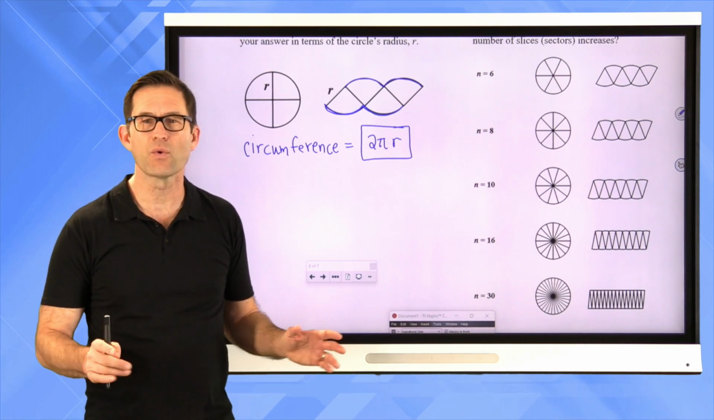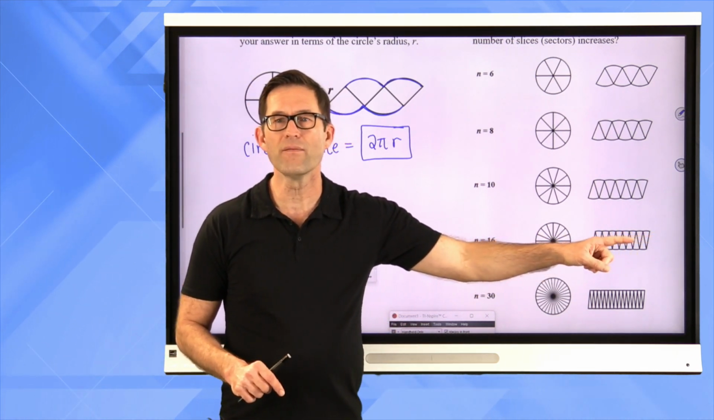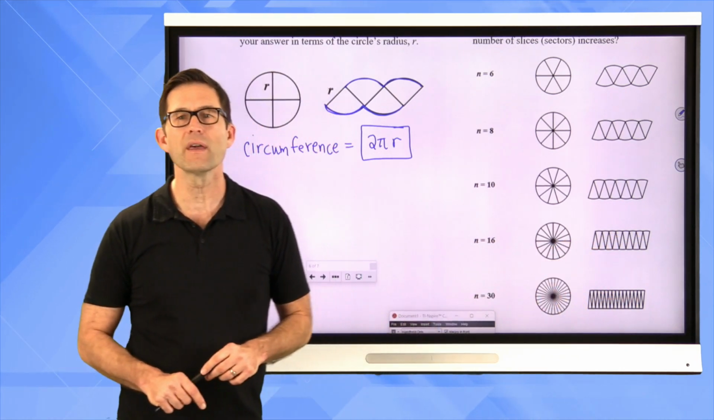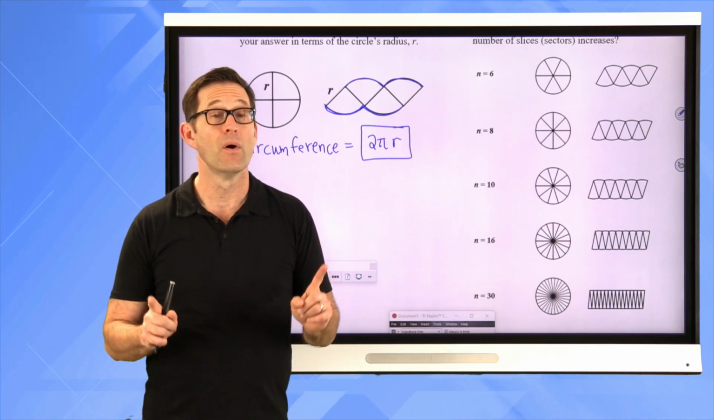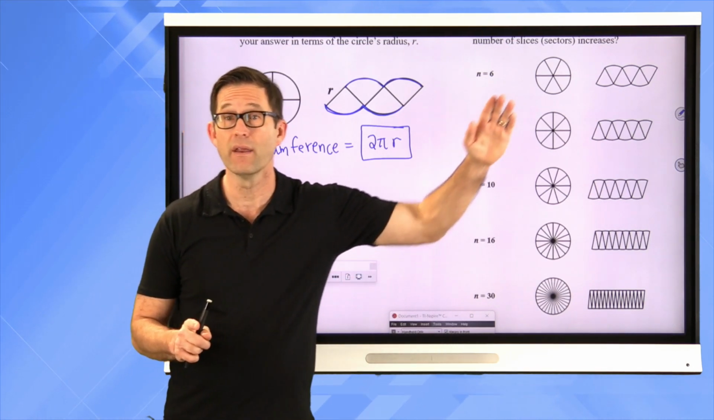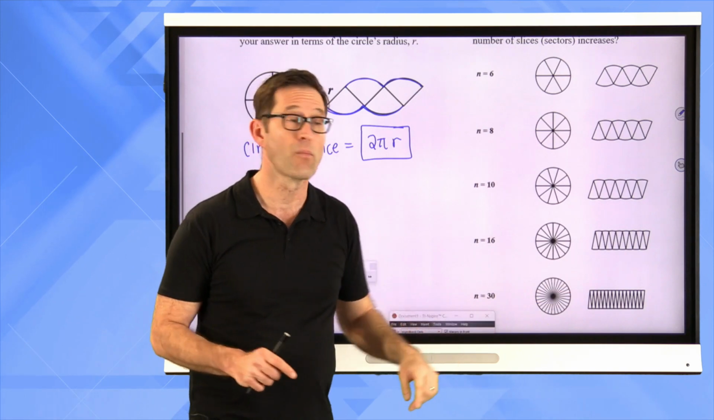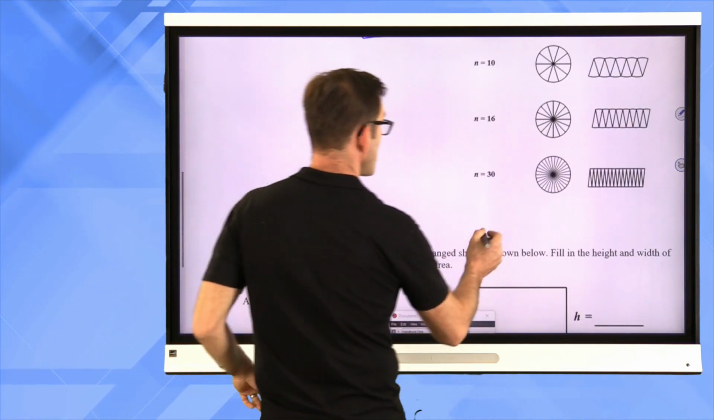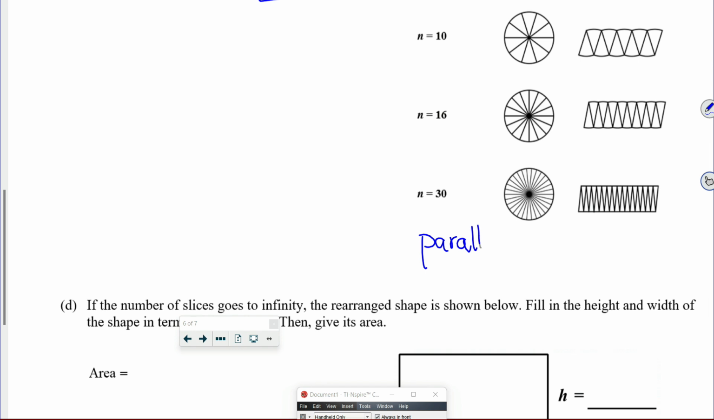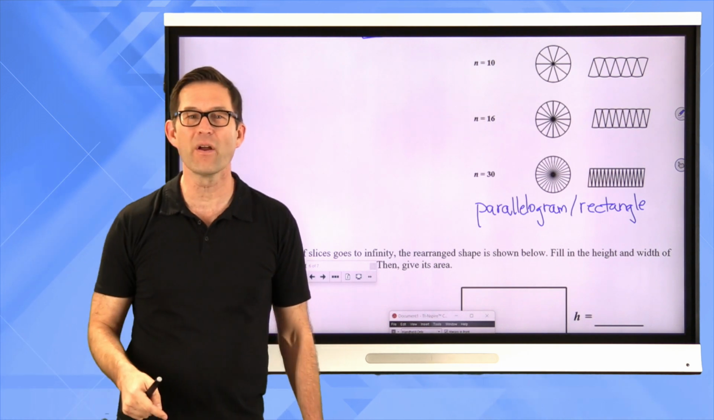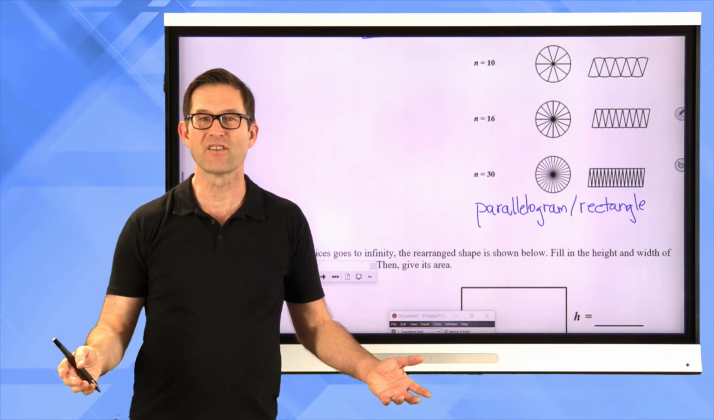Well, again, if I squinted and removed all of these lines that are in between, especially if I look at this one, this is looking more and more like a parallelogram or possibly even a rectangle, right? Because it's getting more slanted to less slanted. This is starting to get more and more vertical, so it's really starting to look like a parallelogram slash rectangle, right? And the cool thing is, we know how to calculate the area of parallelograms and rectangles. It's base times height, right?